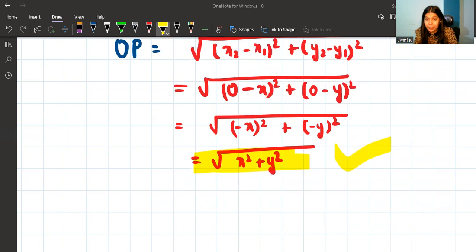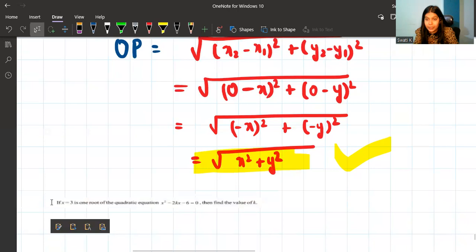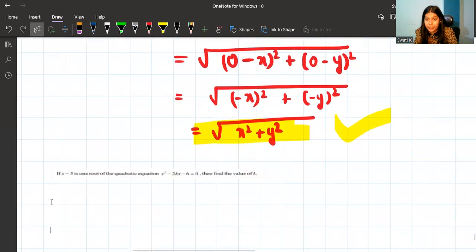That is our 6th question. So I'm just going to paste the 6th question so that we can directly go to the solution. Okay, so this is our 6th question. I'll read the question in case you can't read it. If x is equal to 3 is one root of the quadratic equation x square minus 2kx minus 6 is equal to 0, we have to find out the value of k.